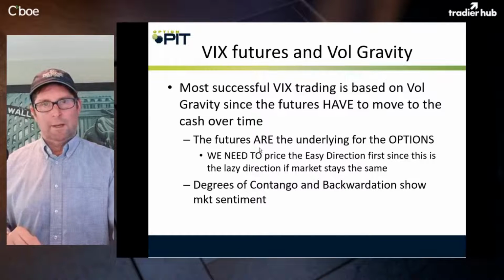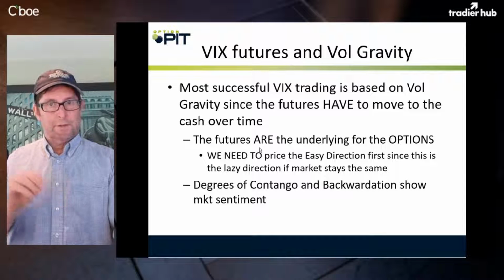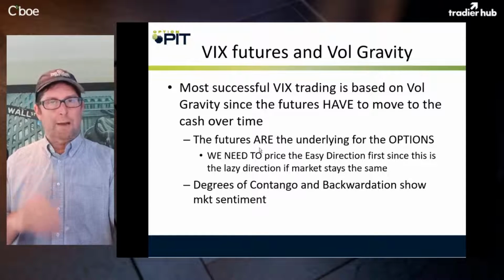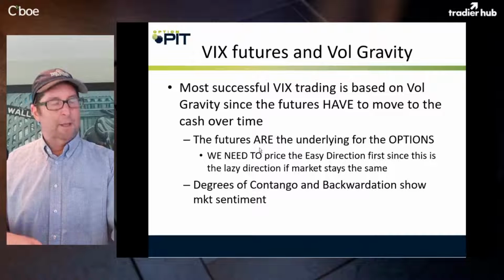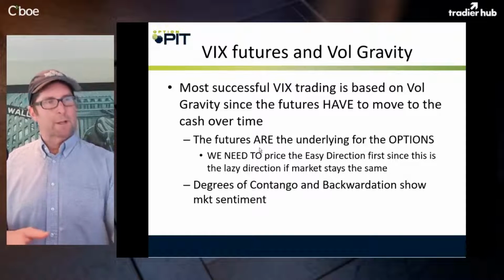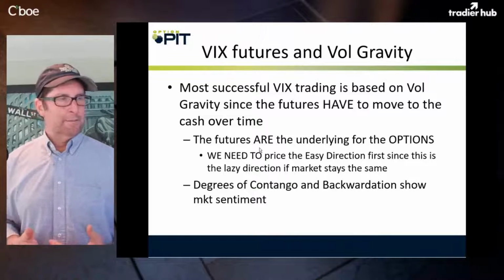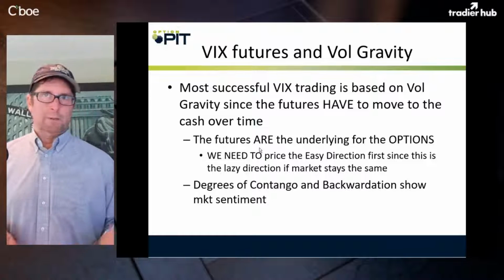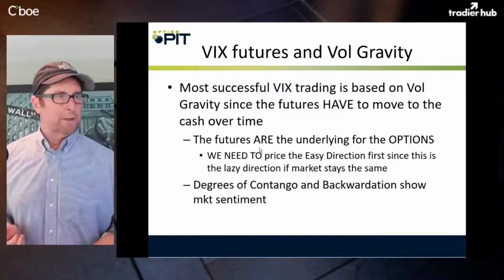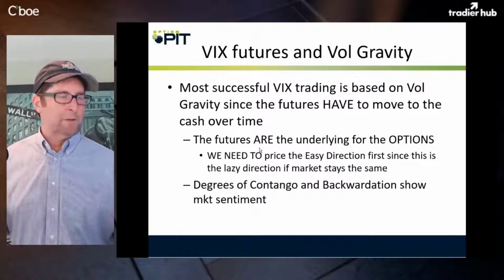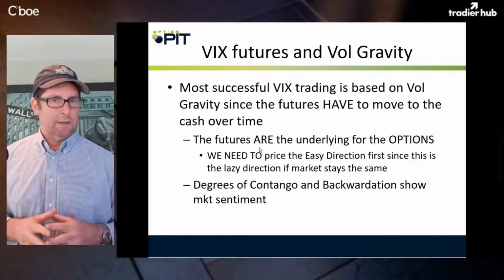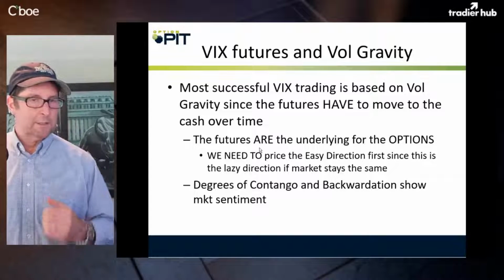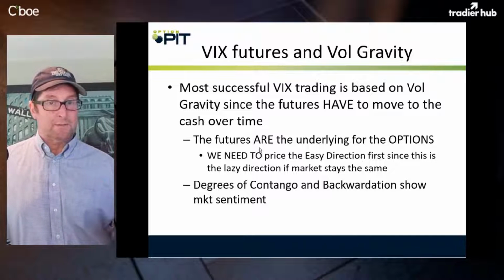So remember, your futures are the underlying for the options, and you have to figure out the easy direction, the gravitational pull, first to start your position. So when you walk into backwardation, you know that things should be lifting up unless VIX does something drastically different. Same with contango. The next part is your degrees of contango or backwardation will show market sentiment.